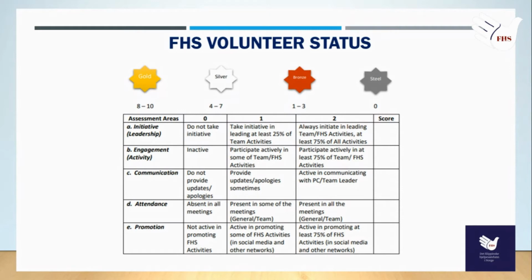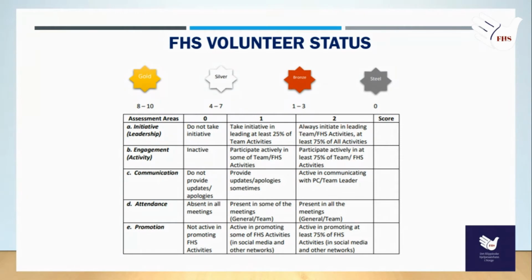Attendance: being present in all the meetings, in general meetings and team meetings and other gatherings that you and your team members have agreed upon. You'll get 2 points if you are present all the time. If you are present sometimes, then you'll get the score of 1. And if you are not attending any of those meetings, then you'll get the score of 0.